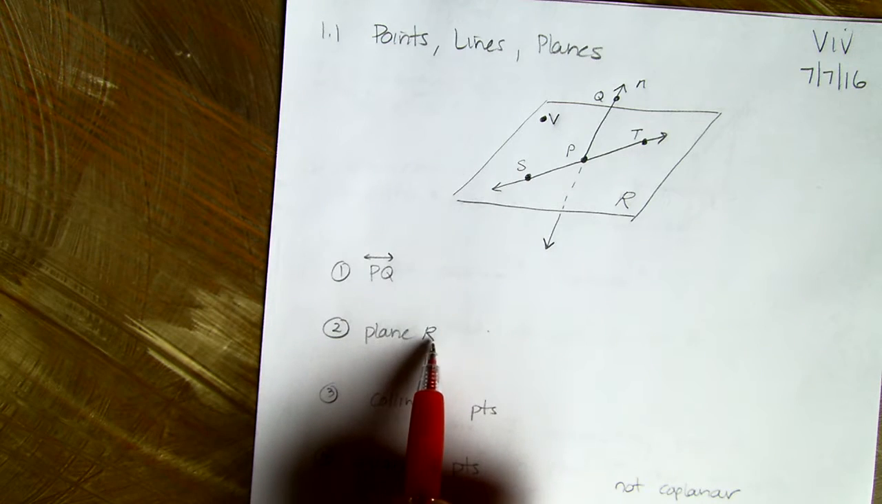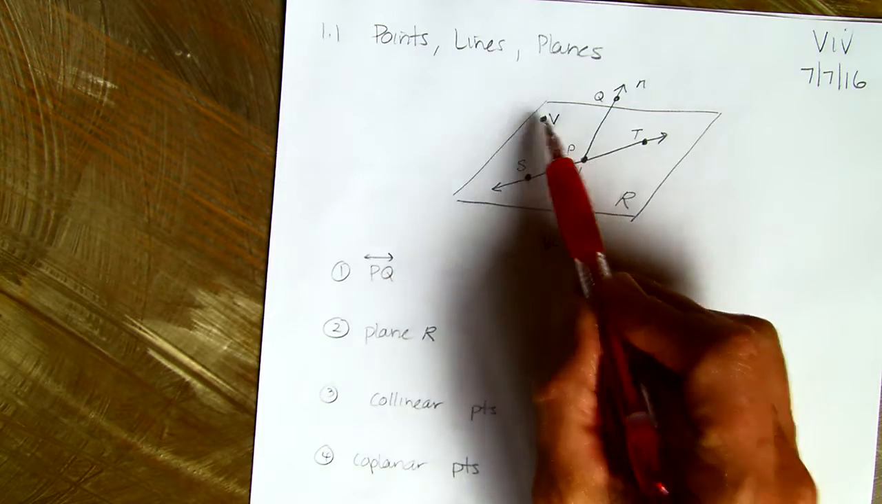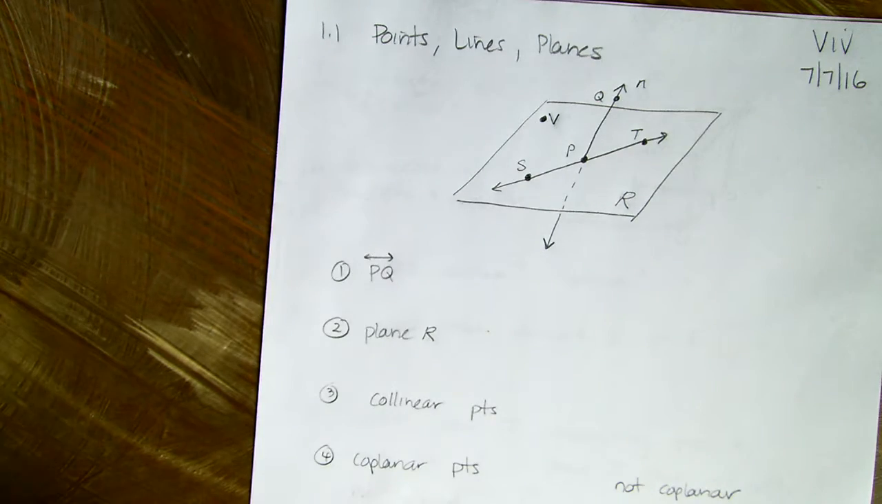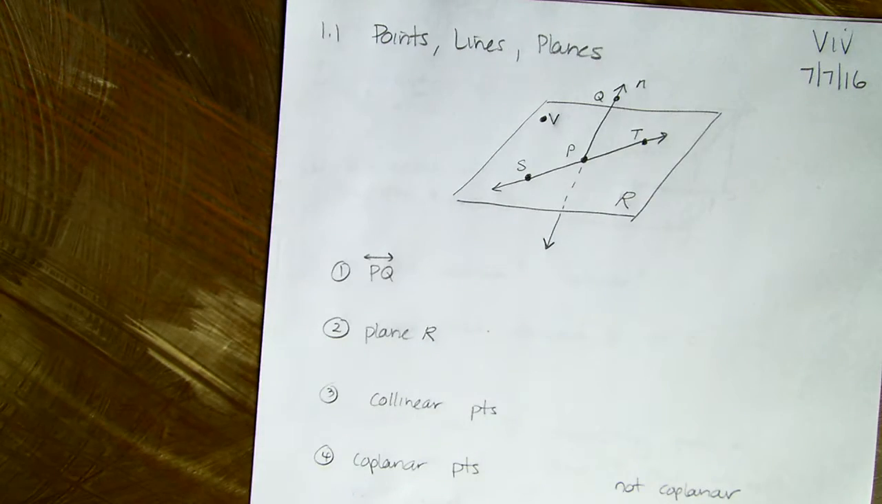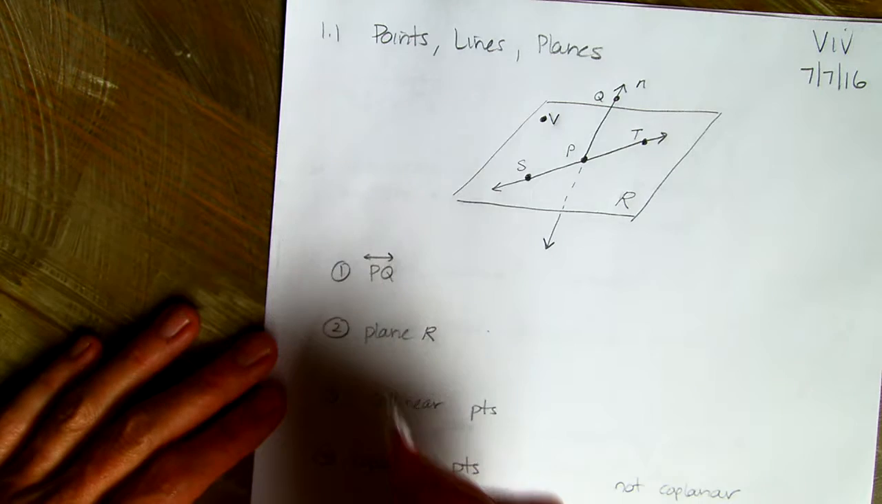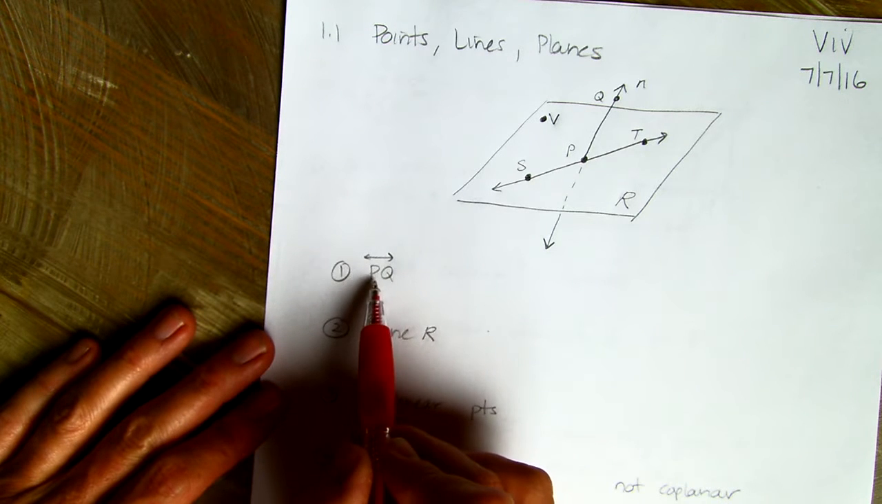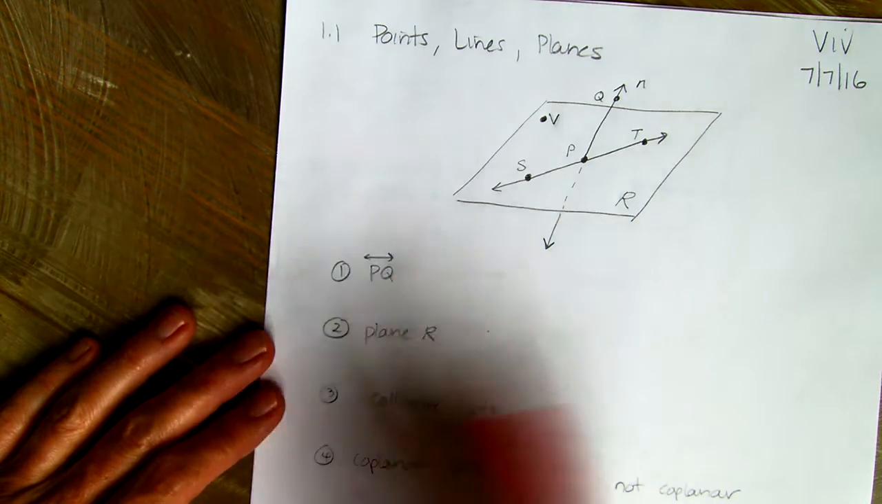Plane R is written with an uppercase italicized letter. Points are written with uppercase straight up and down letters. And lines can be named by a lowercase italicized letter. So one of the questions might be, give another name for the line. This is the symbol for line PQ.